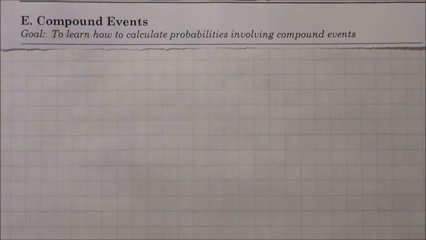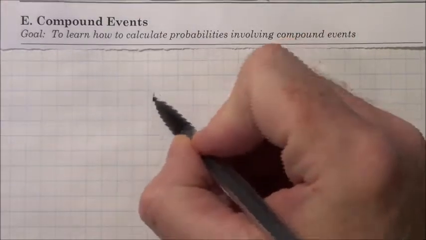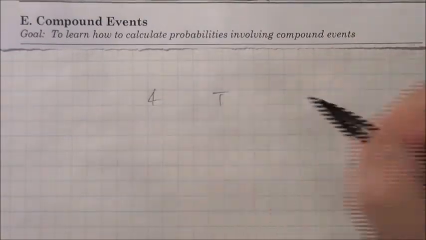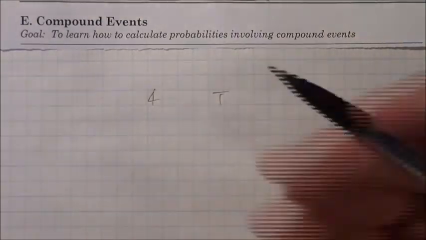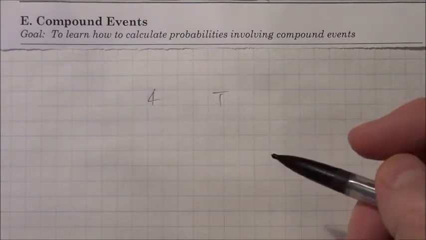So we can roll a die and get a 4, and we can flip a coin and get a tail, and the fact that we got a 4 with the die does not affect the fact that we got a tail with the coin. So 4 on the die, tail on the coin. It doesn't affect each other. So those are called independent events.